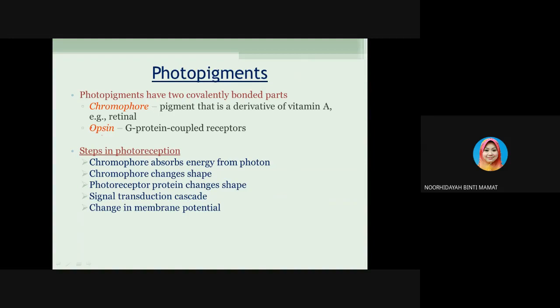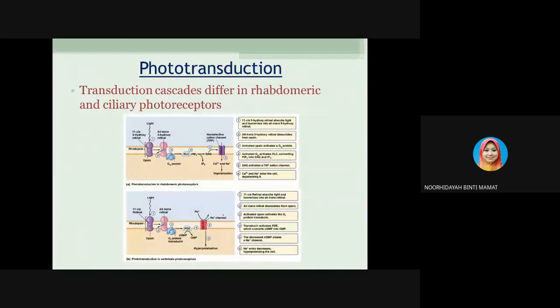transduction in the photopigment. So these are the steps in photoreception. The chromophore absorbs the energy from the photon and changes shape, so the photoreceptor protein changes shape. The protein used here is the opsin. Then the signal goes through the transduction cascade, which we will study later, and the last step is a change in membrane potential. That is the sequence of steps in photoreception.